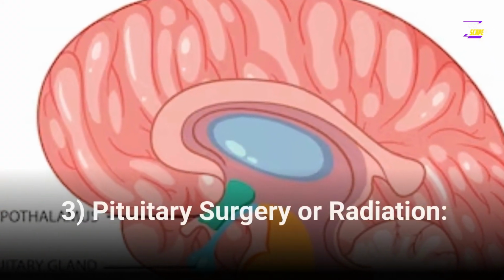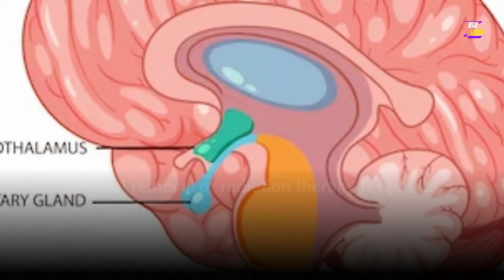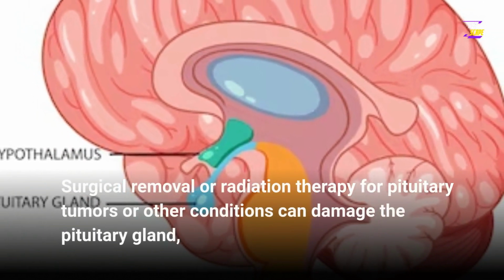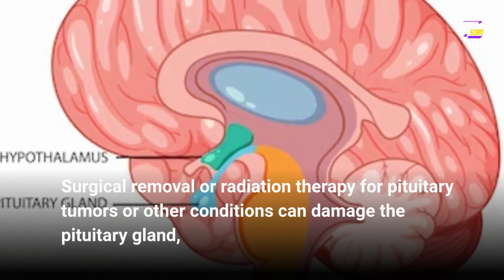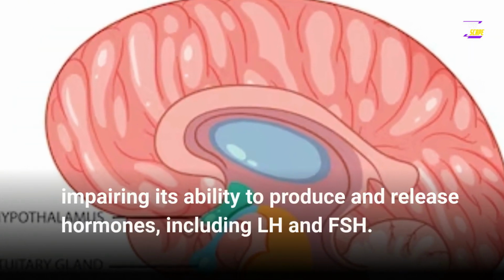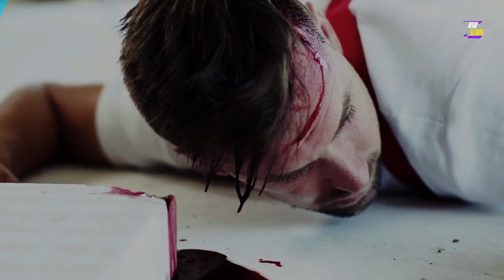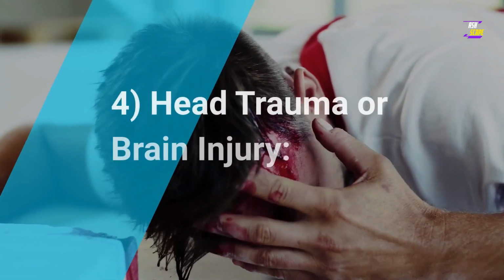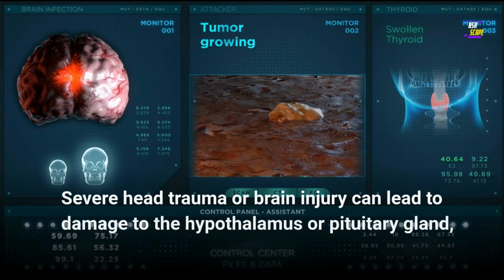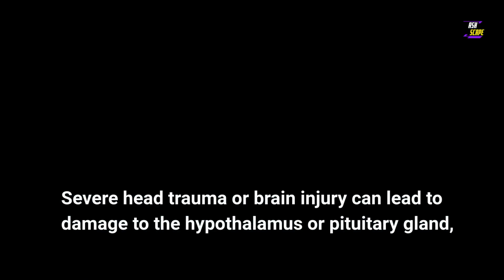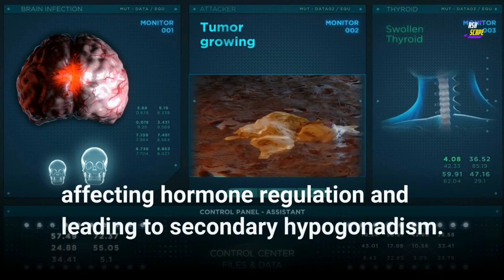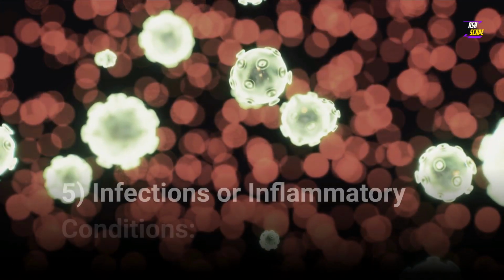3. Pituitary surgery or radiation. Surgical removal or radiation therapy for pituitary tumors or other conditions can damage the pituitary gland, impairing its ability to produce and release hormones, including LH and FSH. 4. Head trauma or brain injury. Severe head trauma or brain injury can lead to damage to the hypothalamus or pituitary gland, affecting hormone regulation and leading to secondary hypogonadism.